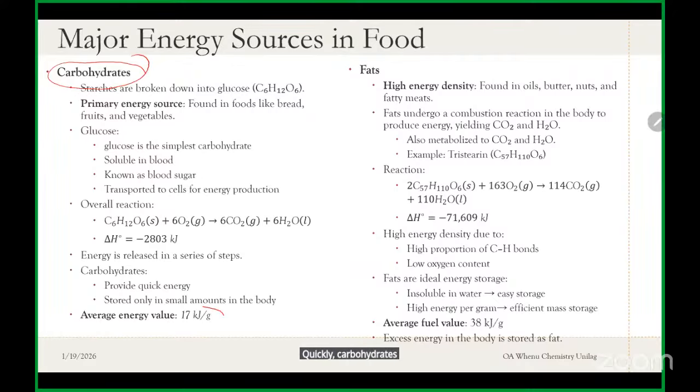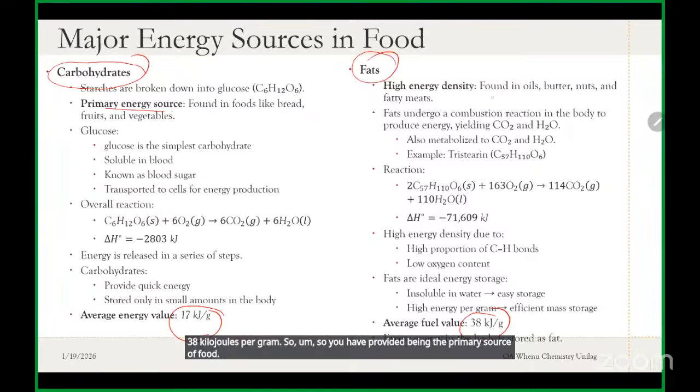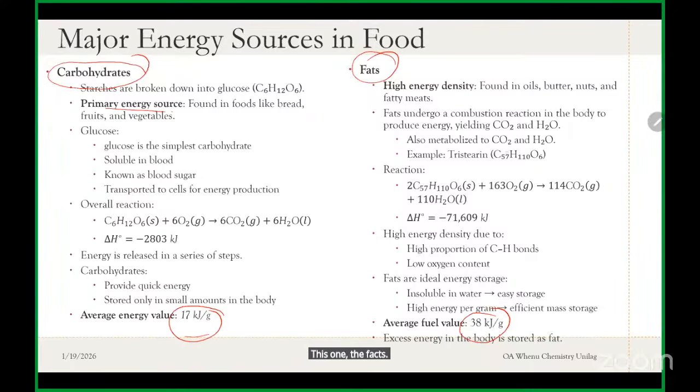Carbohydrates give you 17 kilojoules per gram. Then you have fats, which give you 38 kilojoules per gram. So carbohydrate is the primary source of food energy. The fat undergoes combustion, and fats are ideal energy storage, so that's why we store them in our bodies.